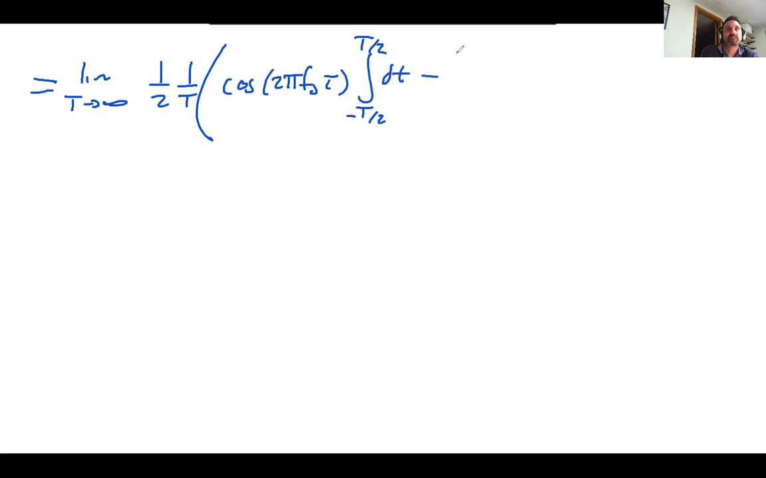and minus, we have, and this is kind of not good. This is kind of a messy derivation.